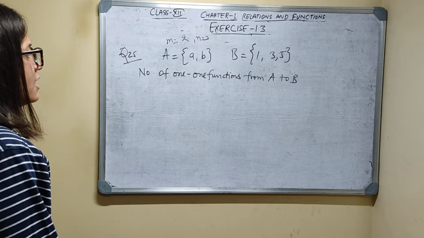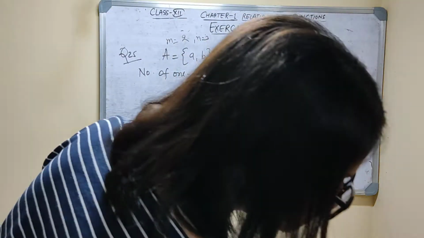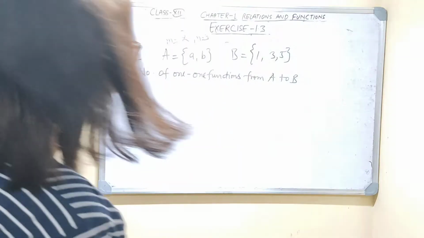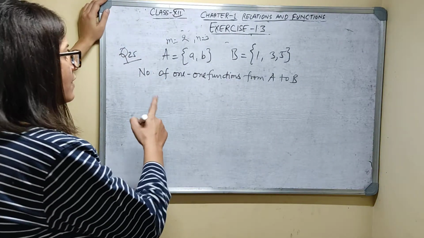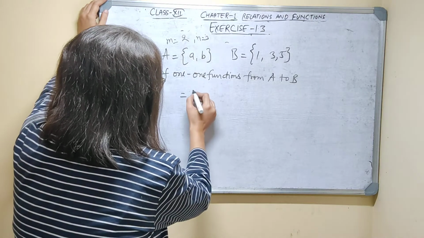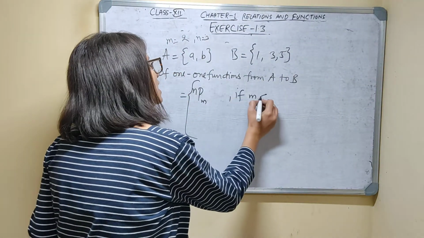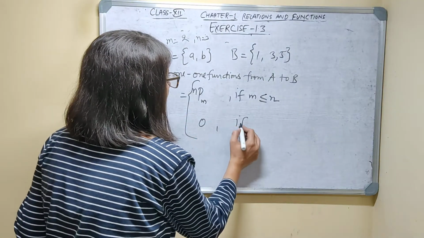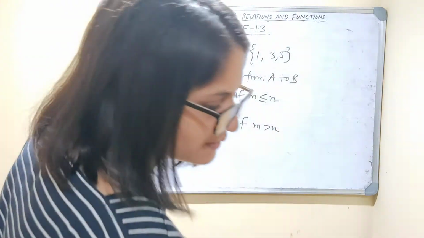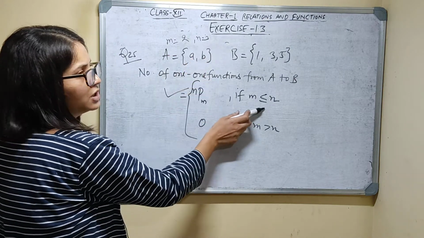So you can see here what will be the number of one-one functions from A to B. How will you do it? The number of one-one functions from A to B will be nPm if m is less than or equal to n, and 0 if m is greater than n. Is it clear? So which one will we take? This, because I know m, 2, is less than or equal to 3.